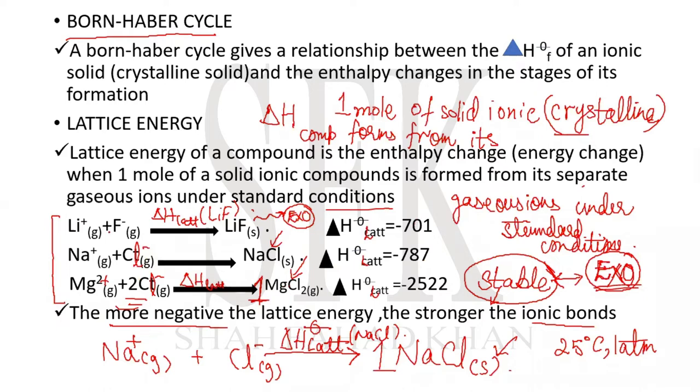So in these 3 equations over here, lithium fluoride, sodium chloride, and magnesium chloride, which of the 3 is most stable? Anyone? Which one of the 3 compounds is the most stable compound? Magnesium chloride. Yes, correct. It's magnesium chloride, because its lattice energy is the most negative.